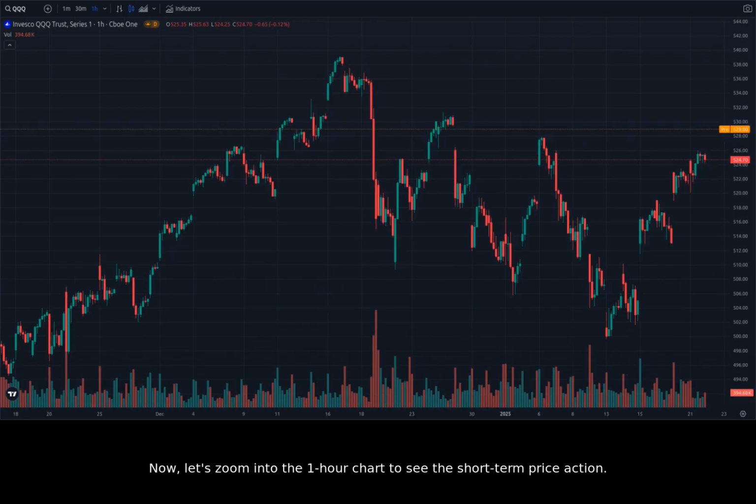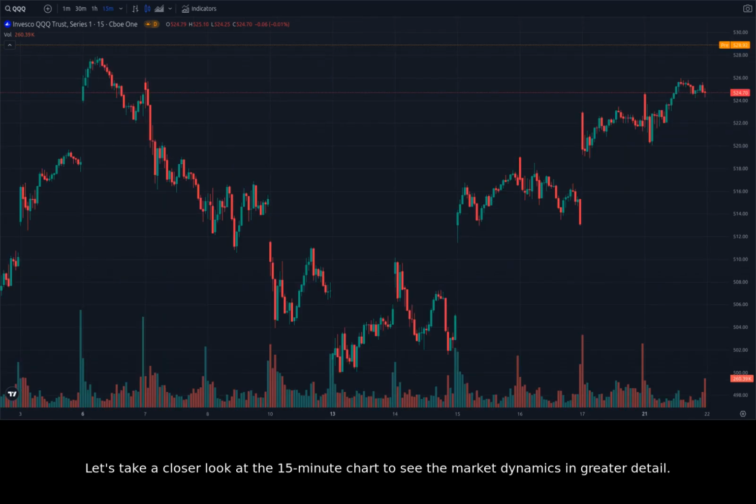Now, let's zoom into the 1-hour chart to see the short-term price action. Here, we can see the price fluctuating within a narrower range. Support and resistance levels on this chart are more dynamic, changing more frequently. For instance, the 515 to 520 range might be acting as temporary resistance. A significant break above this range could trigger a short-term rally.